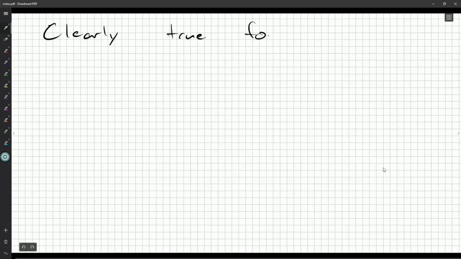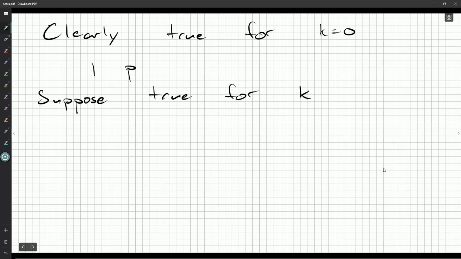So if that's the case, can we prove this true? Well, clearly true for k equal to 0, because that's the 1p case. Suppose true for all k, and check p to the 2k plus 1, p to the 2k plus 2.